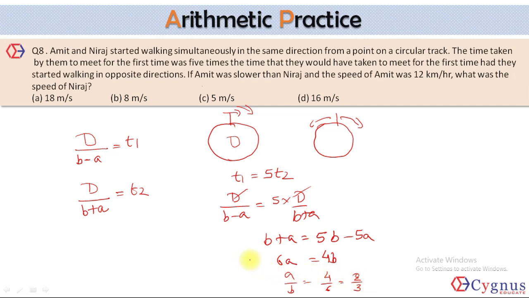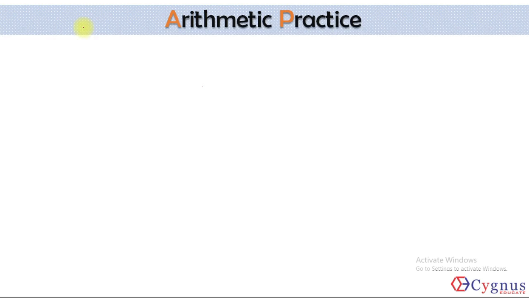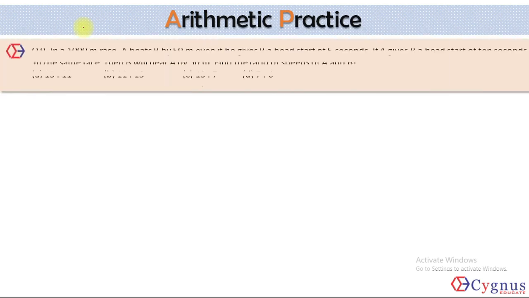So he was asking the speed of Neeraj, and the speed of Amit was 12. So value of A is 12. If A is 12, B becomes how much? 18. So the answer should be first option. What's the next one?